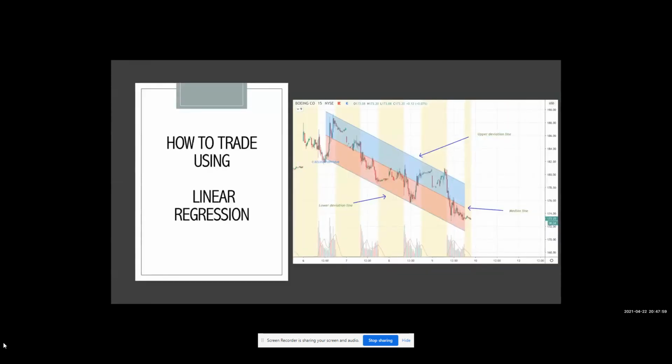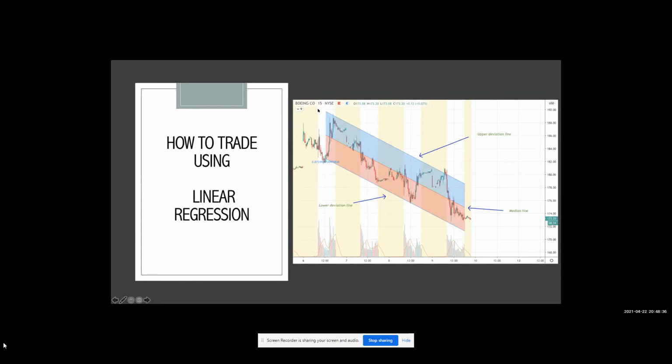But this is how you actually trade using linear regression. So the first thing you're going to want to do is, I like to use personally the 15-minute or the 1-hour chart, because that gives you a few days of data. So in Boeing, I found this downtrend, right? Most of you guys know this, but the white is intraday, yellow is pre-market and after hours, okay? So white is day 1, day 2, day 3, day 4. So I noticed a 4-day downtrend in Boeing.